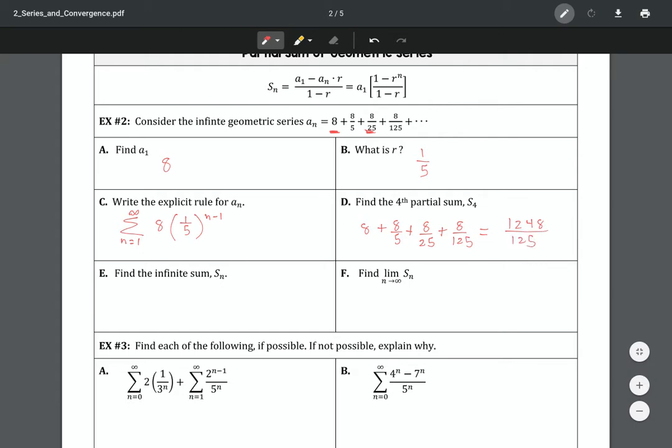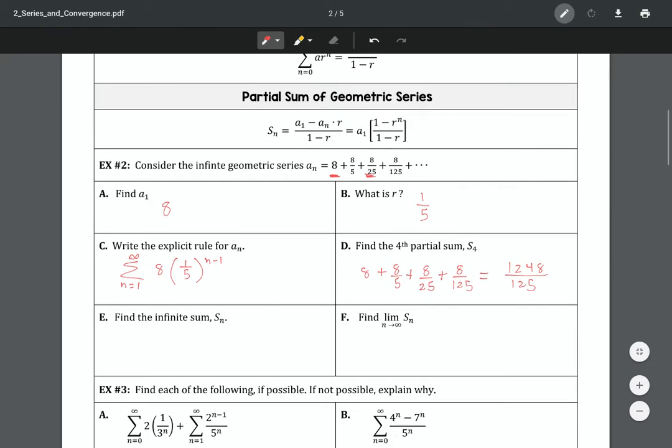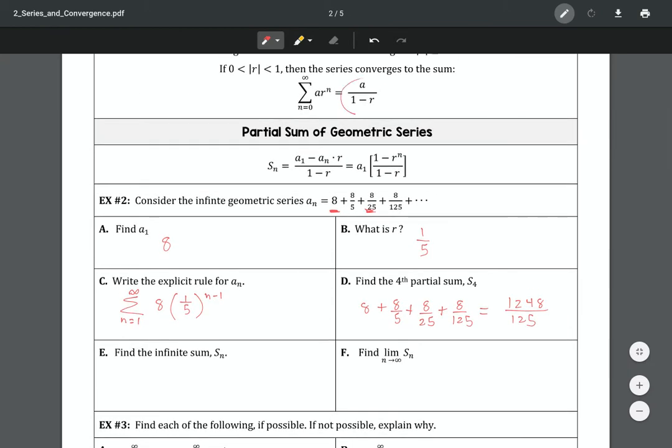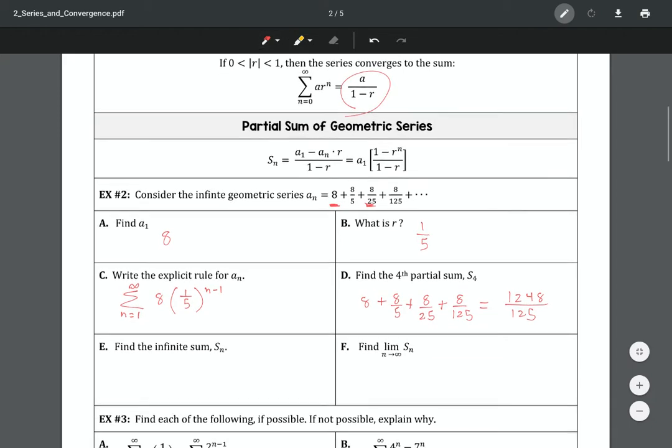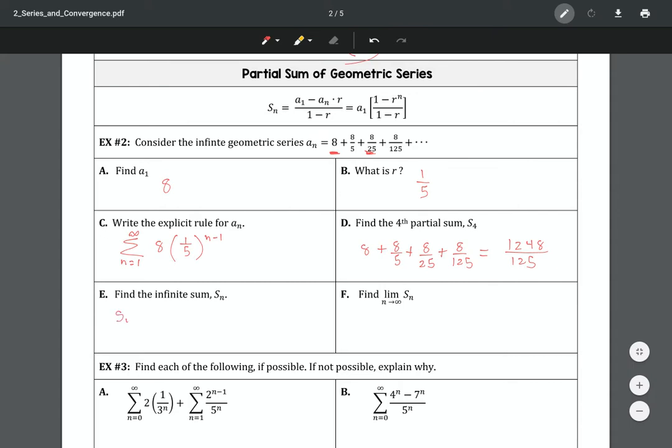Now to find the infinite sum, notice that you have this formula over here. Obviously, if you had a calculator, you could guesstimate this a little better, but we're going to use that formula. S of n can also be defined for a geometric series as a of 1 over 1 minus r, and this is important because we're going to use it extensively. So a of 1 is 8 over 1 minus the rate, which in my case, r, is 1/5.